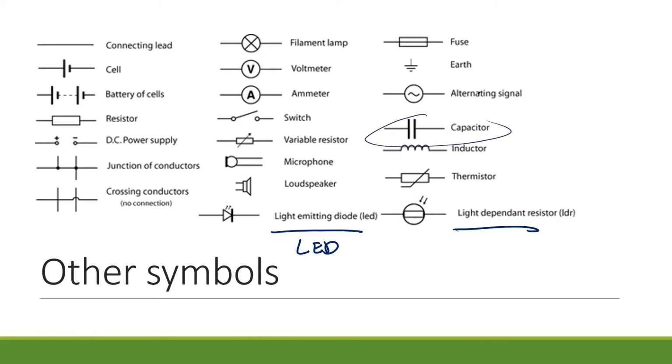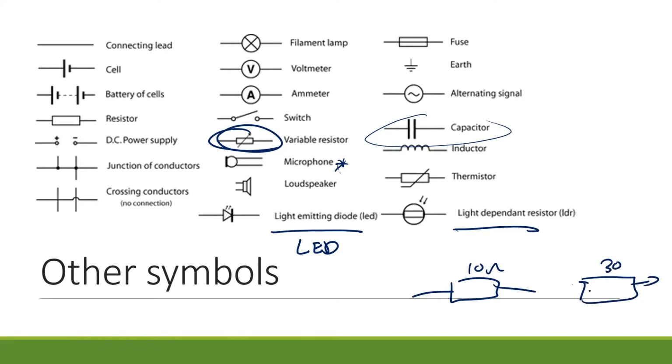some weird ones that you guys haven't seen before include the microphone. We've got a variable resistor. Remember, a variable resistor is kind of interesting. It's going to be able to change the resistance of something. Let's just say you want your resistor to be 10 ohms, and then, no, actually, you know what? I changed my mind. I want it to be 30 ohms. You can change that with a variable resistor.